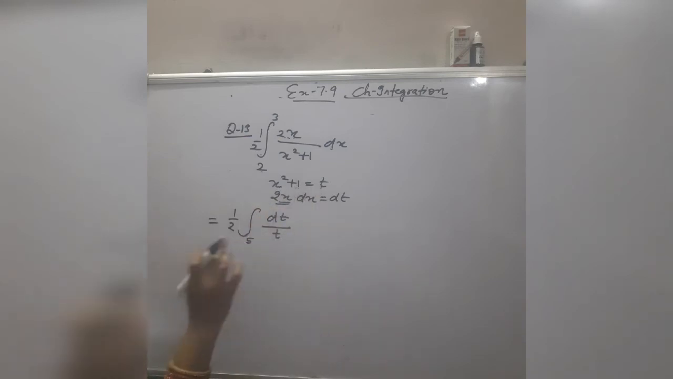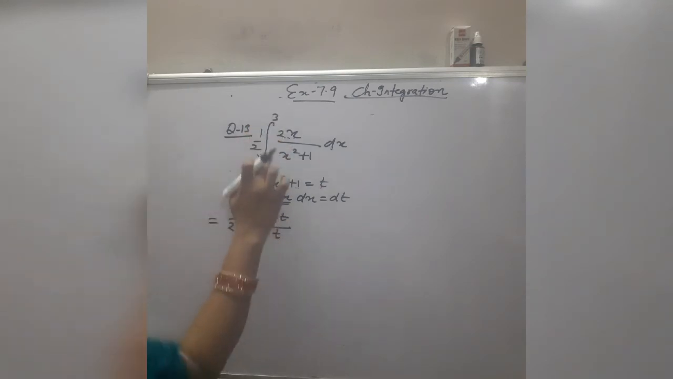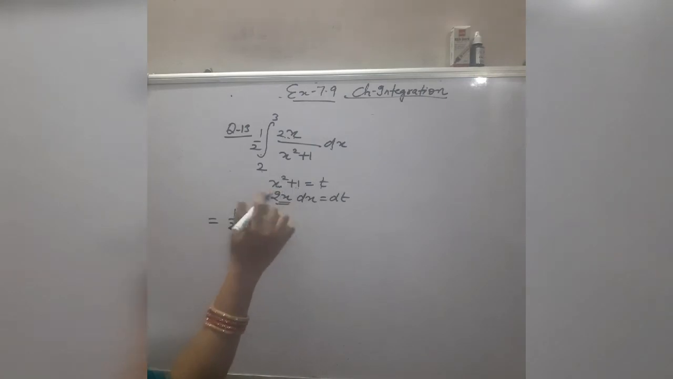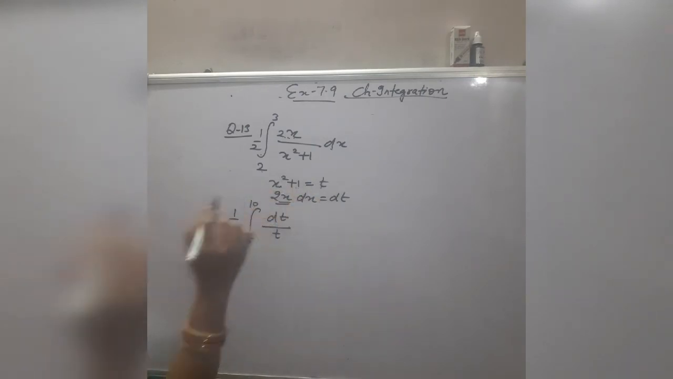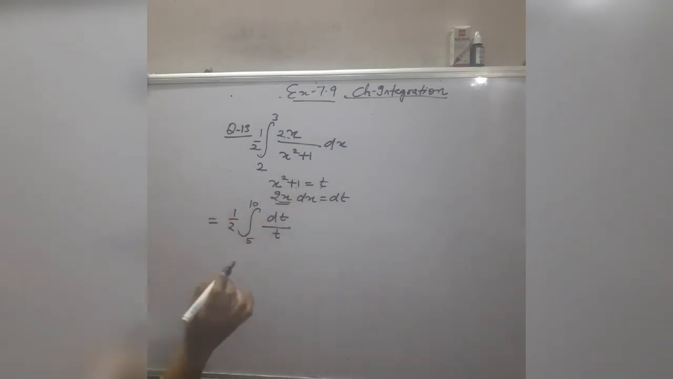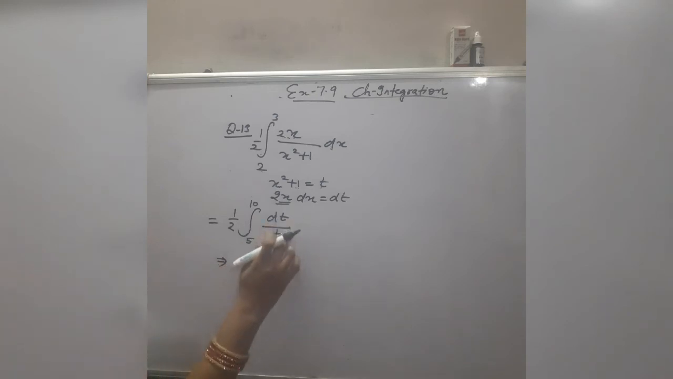So for the t variable, the lower limit will be 5. Now for the upper limit, in place of x write down 3: 3 squared is 9, 9 plus 1 is 10. So the upper limit will be 10 for the t variable. So limits also we have changed. Now we will integrate 1 by t. Integration of 1 by t is log t, with limits 10 to 5.